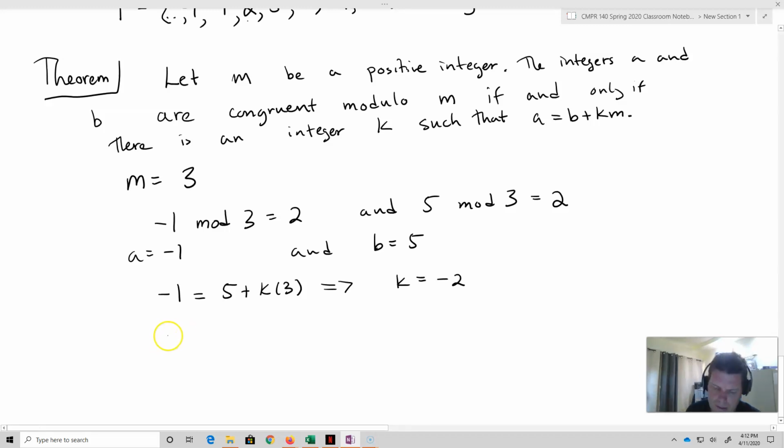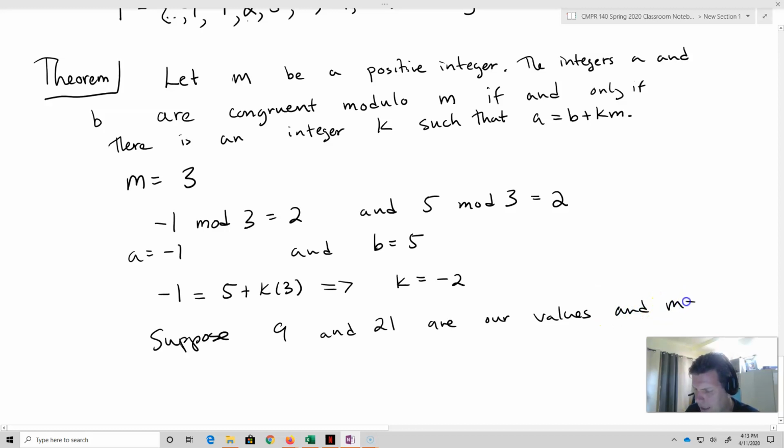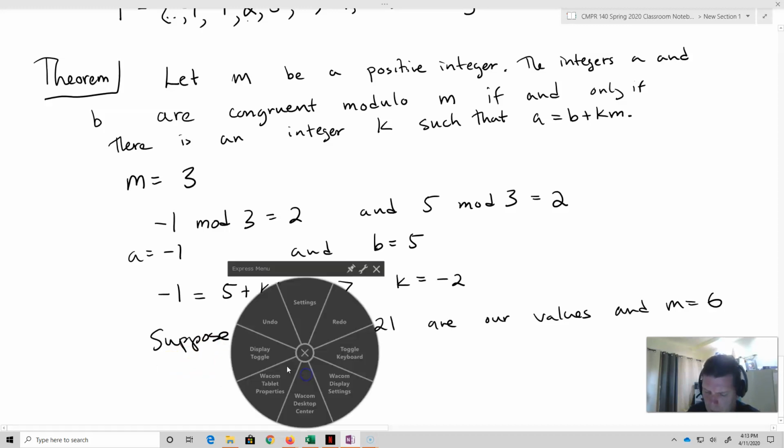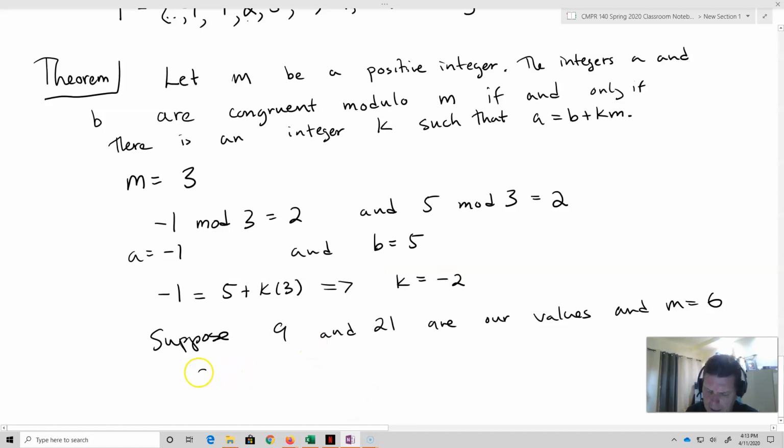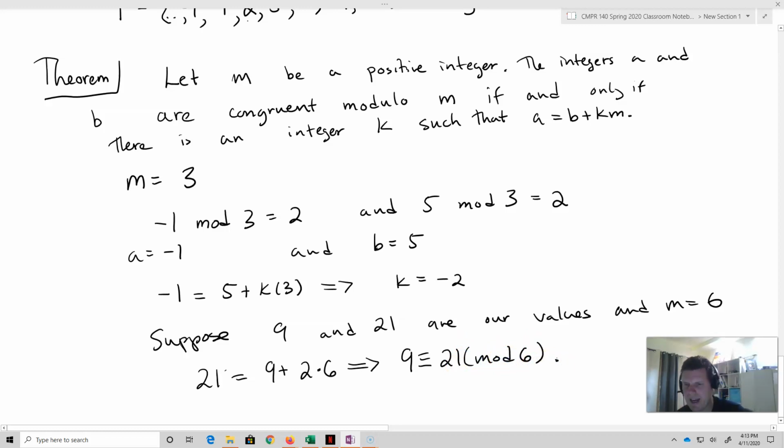Suppose that we had two values, we'll take 9 and 21, and m equals 6. So we could take 21 equals 9 plus 2 times 6. By our theorem above, this implies that 9 is equivalent to 21 mod 6. And you can just go in and actually prove that that's the case. They end up having the same remainder when we divide them through by 6.